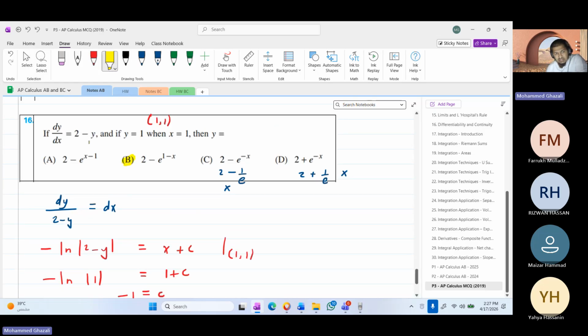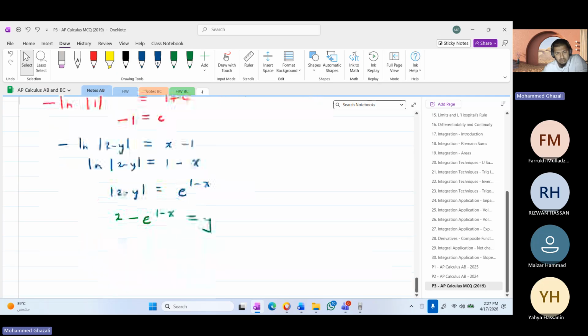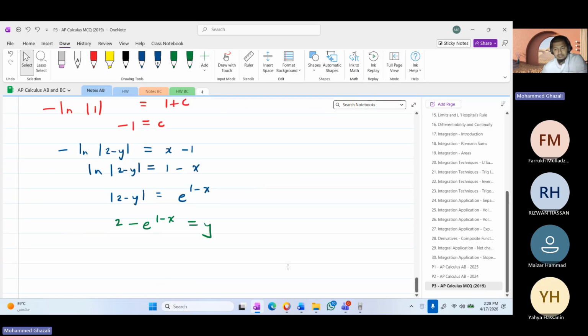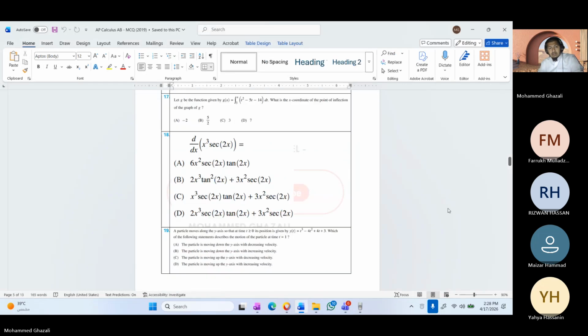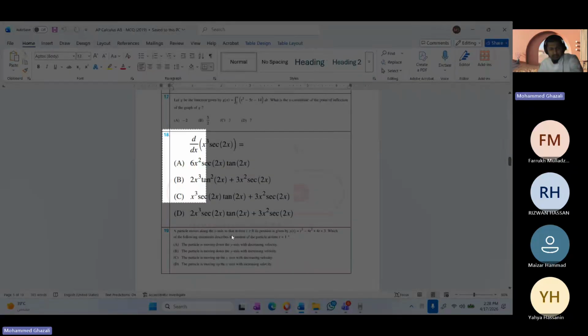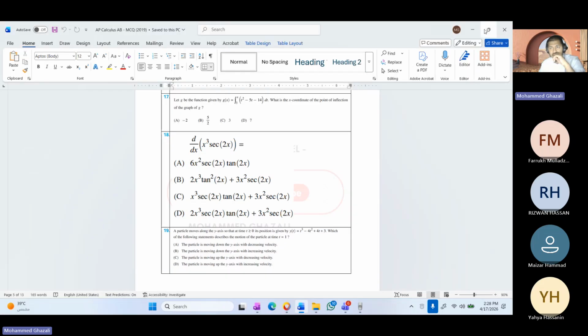In this case, I think they're assuming that the absolute value of 2 minus y is positive. So I can just drop the absolute value here, take the y over and bring this over, and there we get the answer B. Good. All right. Question 18, another easy problem, is just finding the derivative of this function here, right?